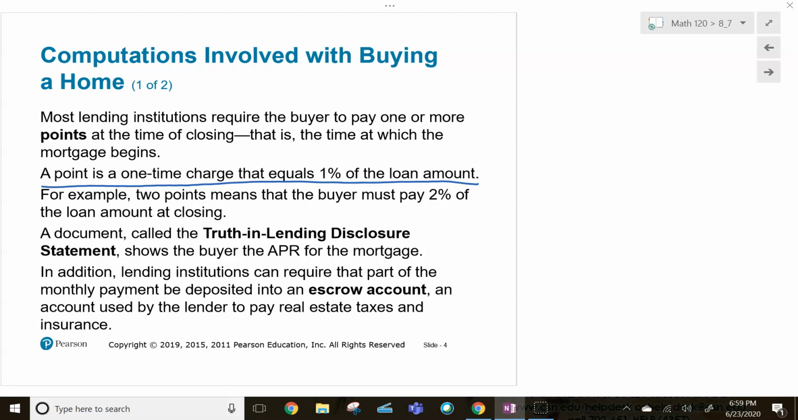The truth in lending disclosure just shows the buyer's APR, the annual percentage rate for the mortgage. And then the escrow account: most lending institutions will offer you an escrow account where you pay not only your mortgage to them, but also real estate taxes and insurance. So it's just one payment to the lending institution, and they pay your property taxes and your home insurance for you as well. That's an escrow account. Some people choose to set one up when they buy their homes.